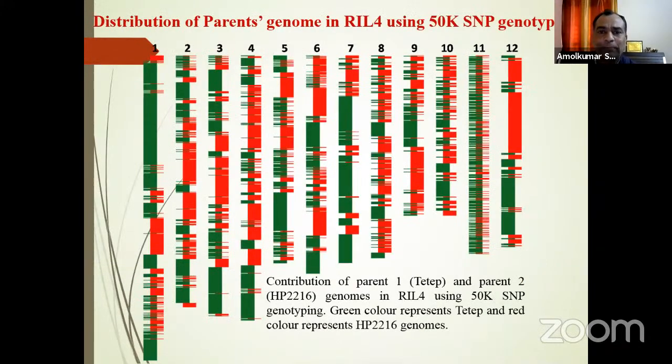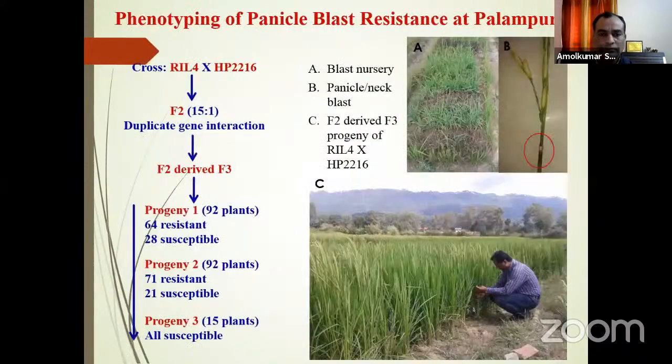And this is one of the examples of how we can identify using the 50K chip. On the basis of the parents, and one of the best lines, this is RIL 4, which is almost similar to HP22 but having resistance from TTEP. So this line we have identified, and here red is shown by TTEP and green is shown by HP22. Like this, we can identify which genome is present using this 50K chip. This particular RIL 4, which is best, is crossed again with HP22, and there we identified duplicate gene interaction, so the ratio is 15:1.